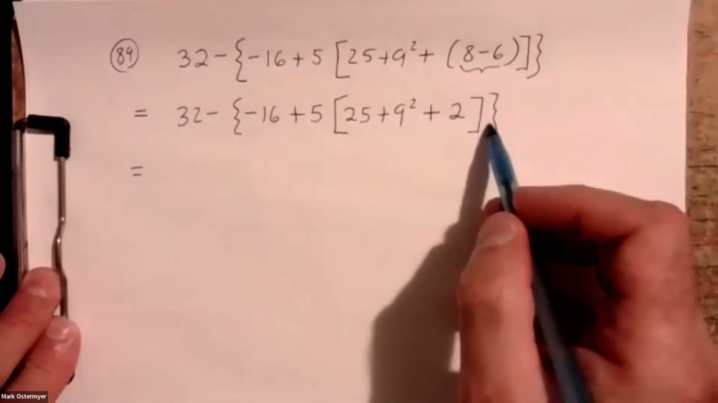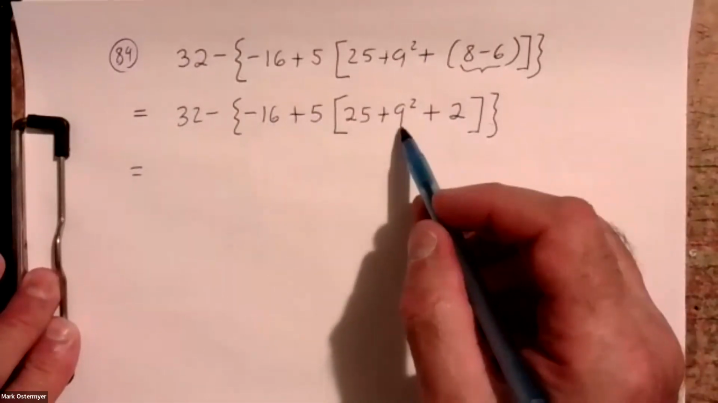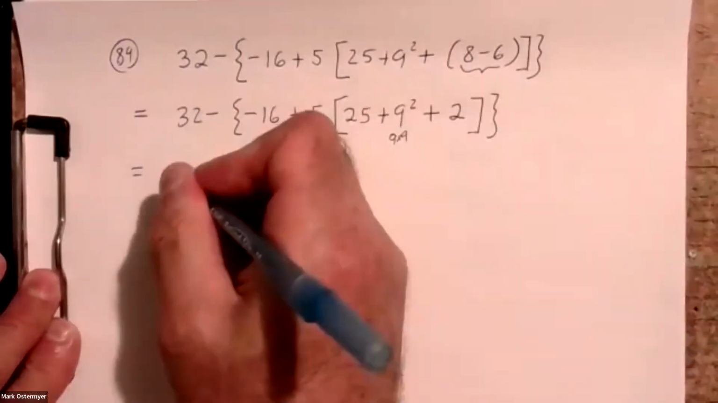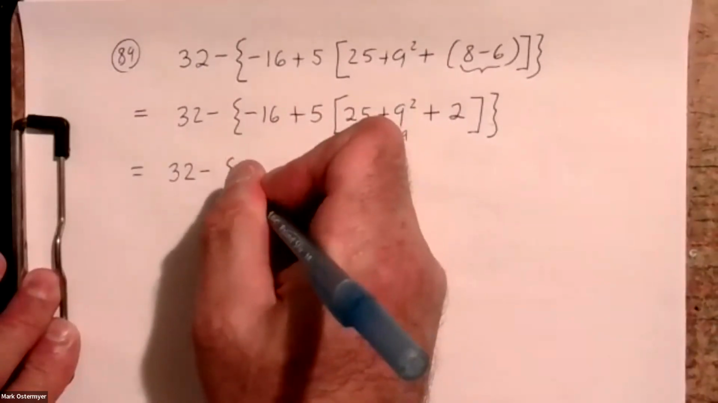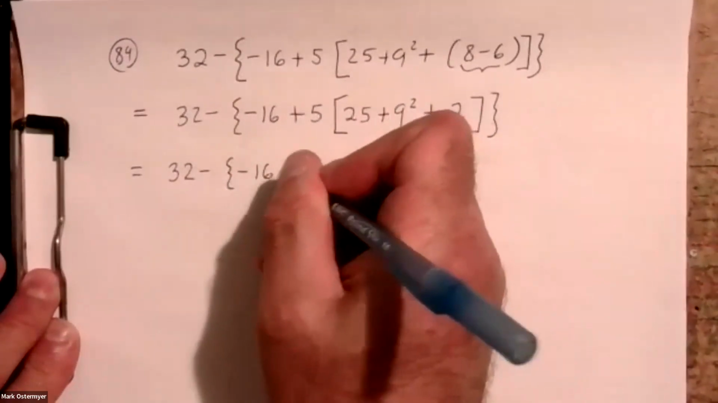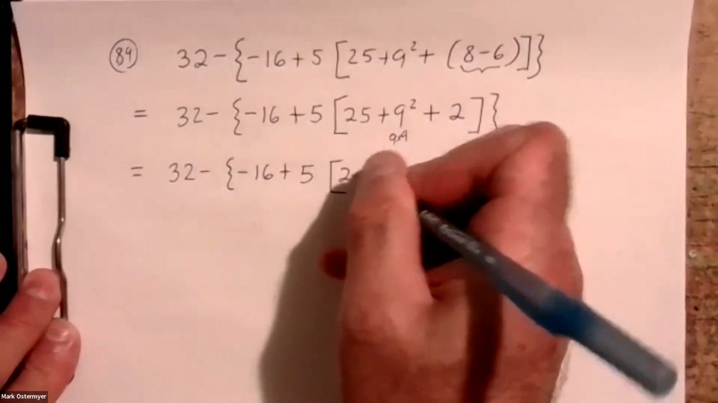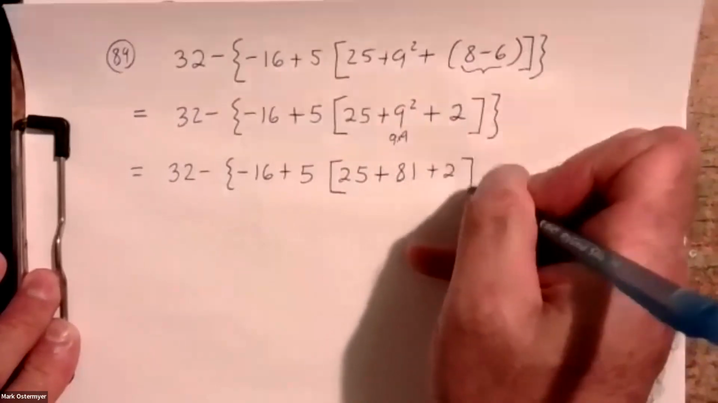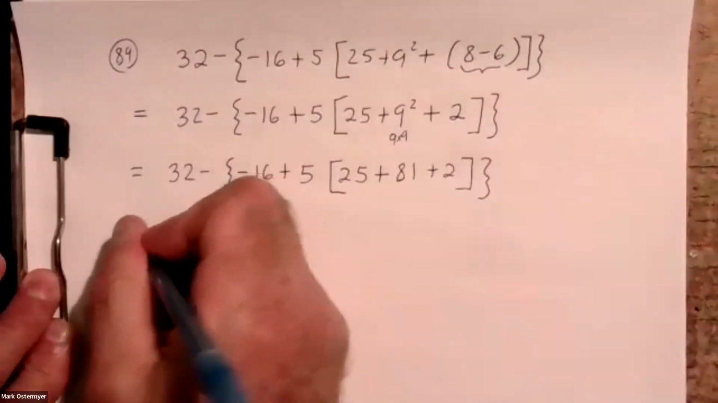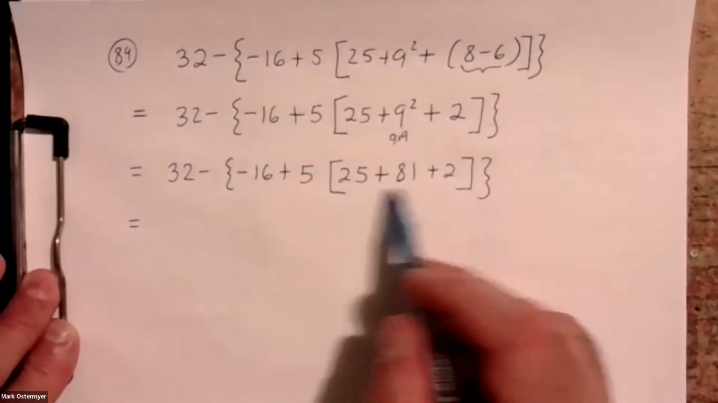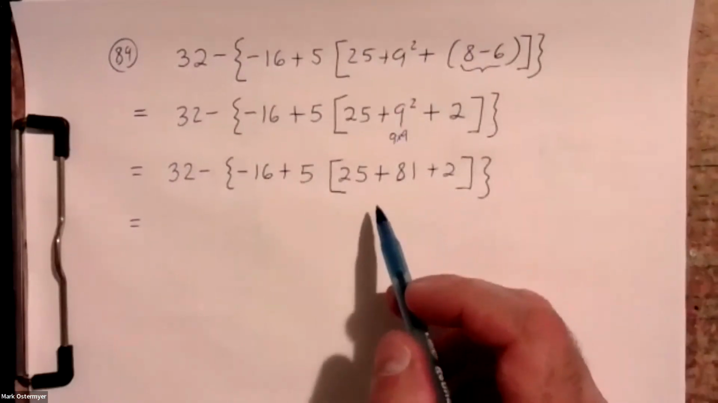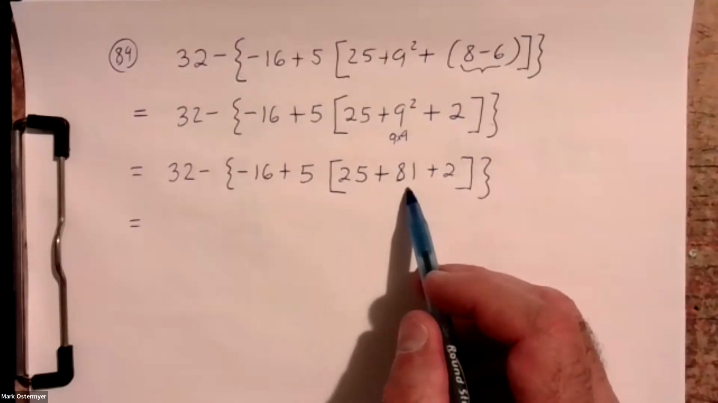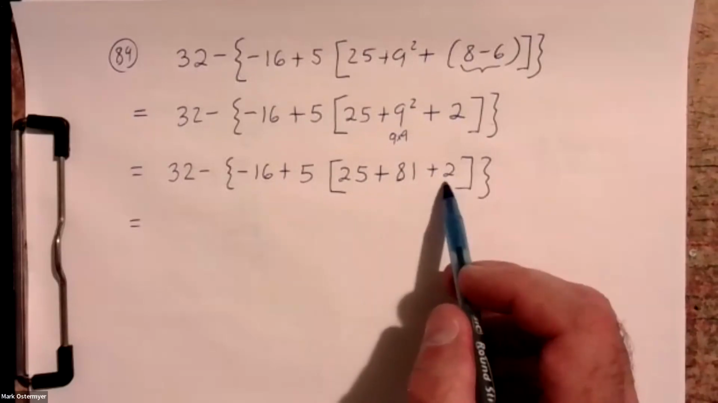All right, I'm still inside the brackets. Order of operations, say I would deal with the exponent next. I got to do 9 squared, which is 9 times 9. That's 81. Next line of your paper, put an equal sign, bring everything down you haven't gotten to. All right, I'm going to replace 9 squared with 81 now. Order of operations, I'm still inside the brackets. I'm going to add all these numbers together. So 25 plus 81 is going to be 106 plus 2 is 108.